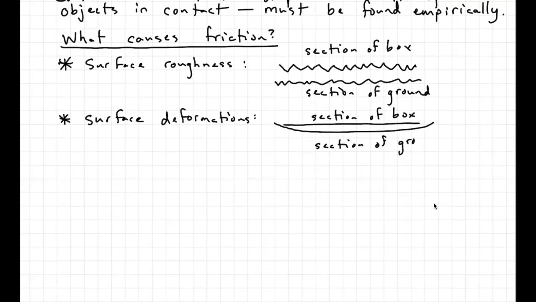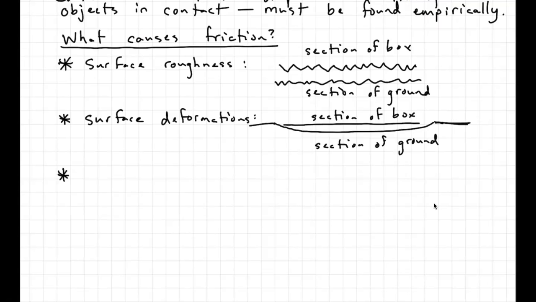And now it's kind of like I've got my box in a little deformed bit of ground that just sort of continuously deforms as you move the box along it. So now you've trapped your box in this little valley, kind of, and it's going to be difficult to push it out. So you get a little bit of friction from that, deformations in the surfaces.